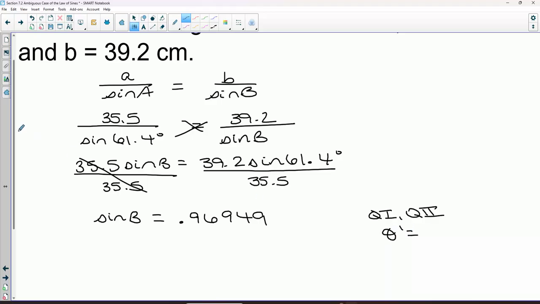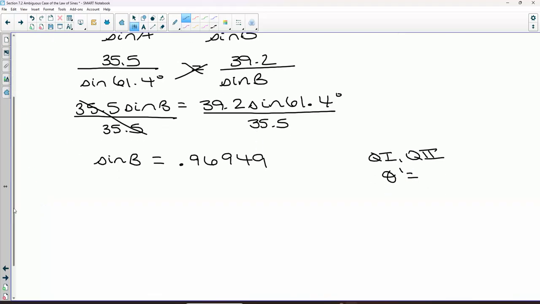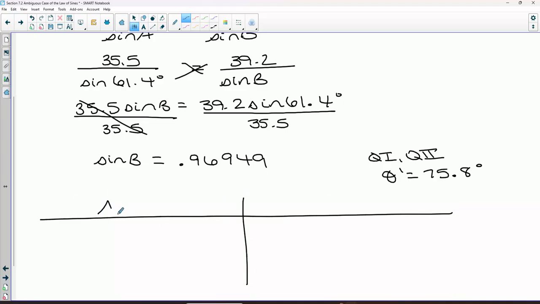Reference angle. Okay, so to find that, what do we do? Sine inverse. So second sine 0.96949. And let's just go to 1 decimal place here. We'll keep it kind of simple. So we get... okay. So now I'm going to look at my 2 triangles. Triangle 1, triangle 2. In triangle 1, my angle would just be my reference angle.